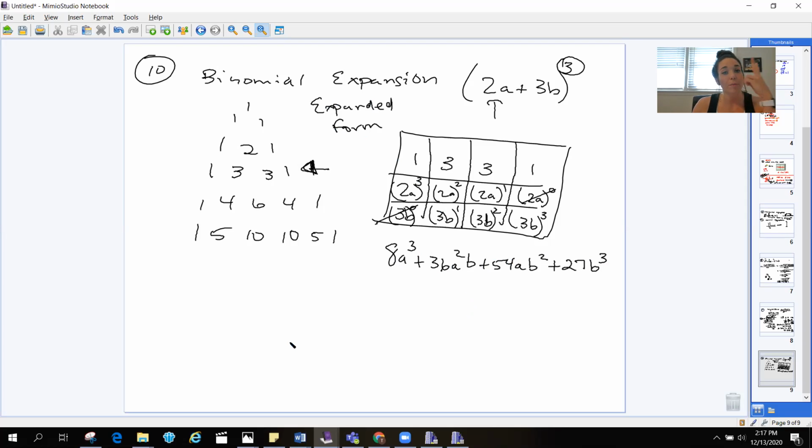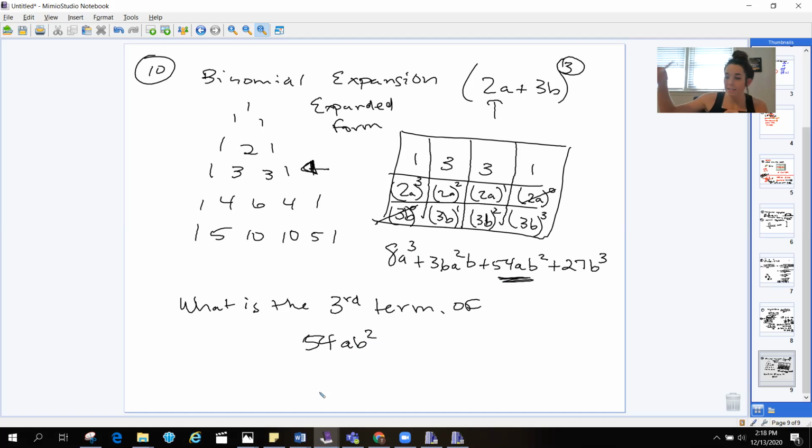Now, there are 2 questions over binomial expansion. The other question is going to say, what is the 3rd term of this mess? So the 3rd term would be this 54ab squared, and that's what you would put. So one of the questions is going to ask for the expanded form, and the other is going to ask what the 3rd term of this looks like.